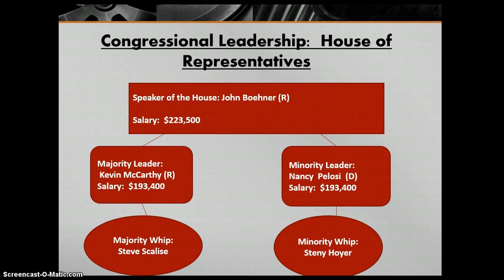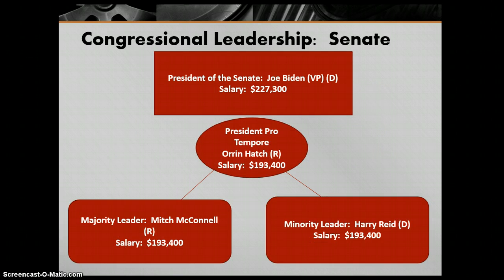The large R in parentheses after his name stands for Republican. You will notice that the Majority Leader, Kevin McCarthy, also has an R after his name. That is because the Republicans currently control the House. Then you will notice on the opposite side of the diagram, the Minority Leader, Nancy Pelosi, has a capital D in parentheses after her name. That is because the Democrats are the minority party in the House. That is because they hold fewer seats in the House.